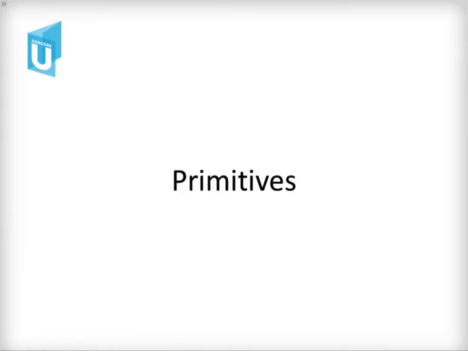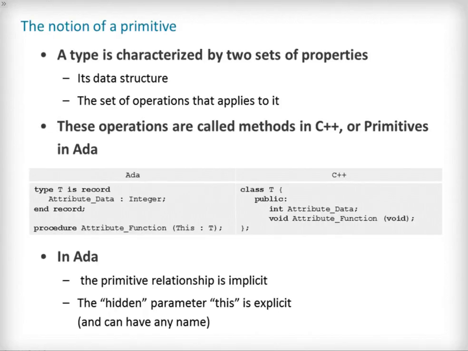The next section of this lecture covers primitives and how they are associated with Ada types. When you declare an Ada type, it can be characterized as an entity that has two sets of properties, including its data structure and the set of operations that apply to it. This isn't unique to Ada, and other programming languages like C++ and Java call these operations methods. Ada, however, uses the term primitives.